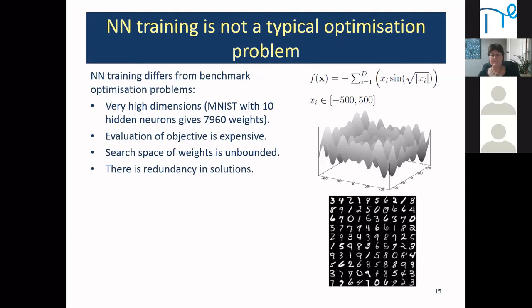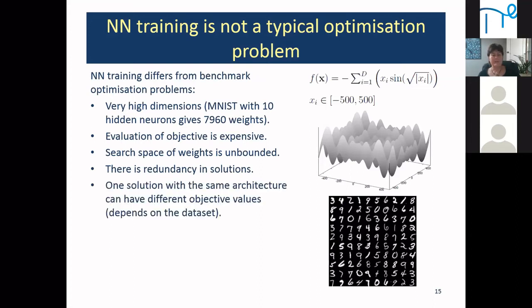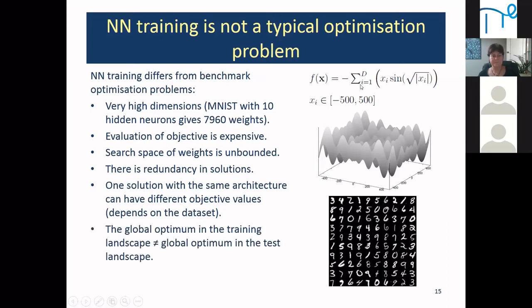There's also redundancy in solutions because two neural networks with different weights might give you the same error. One solution with the same architecture can have different objective values. In other words, even the same network with the same architecture can give you one error value depending on which data patterns you give it. So if you've got a slightly different training set, you will end up with a different error value. So it's not like a nice mathematical function which always gives us the same answer. The other issue is that the global optimum in the training landscape is not necessarily equal to the global optimum in the test landscape. I'll come back to that later. It's an issue that we're working with.